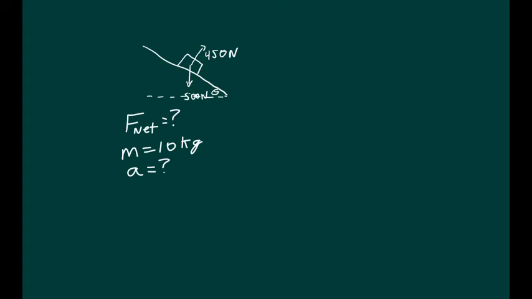Okay, but this one's a little tougher because we have 2 vectors, and one of them is going to be at an angle. And we want to find the net force. So what you have to do here is find the force in the x direction and the force in the y direction. Okay, so we have our weight. This one straight down only acts in the y direction. So that's going to be 500 newtons plus the y component of the 450 newtons.